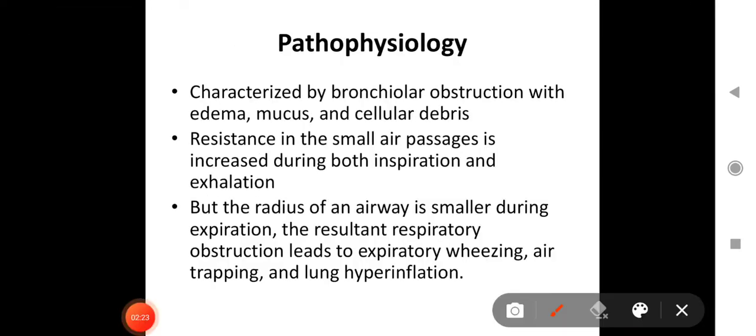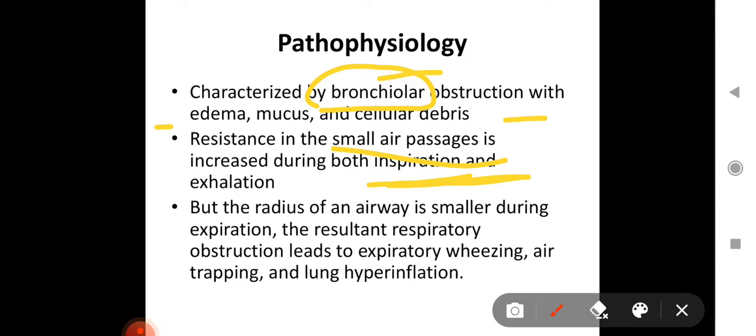Next is the pathophysiology of bronchiolitis. It's characterized by bronchiolar obstruction, lower airway obstruction with edema, mucus, and cellular debris. Resistance in small air passages is increased during both inspiration and exhalation. So both phases, inspiration and expiration, have resistance due to obstruction in small air passages caused by edema, mucus, and cellular debris. The radius of an airway is smaller during expiration.